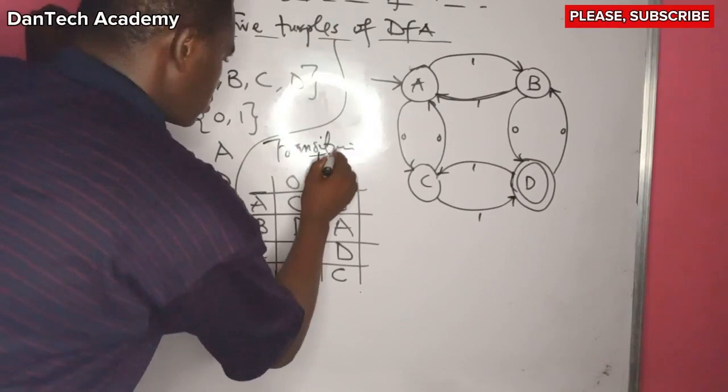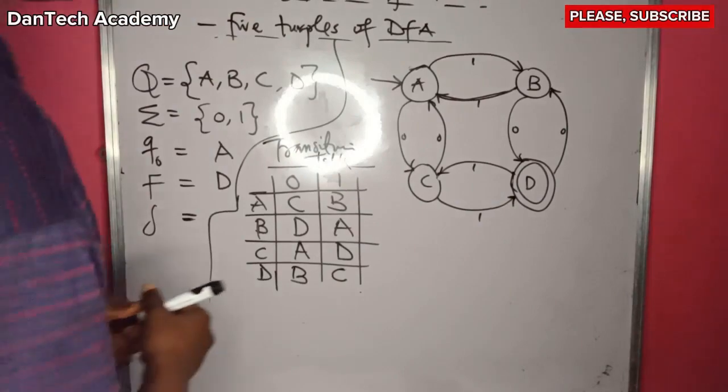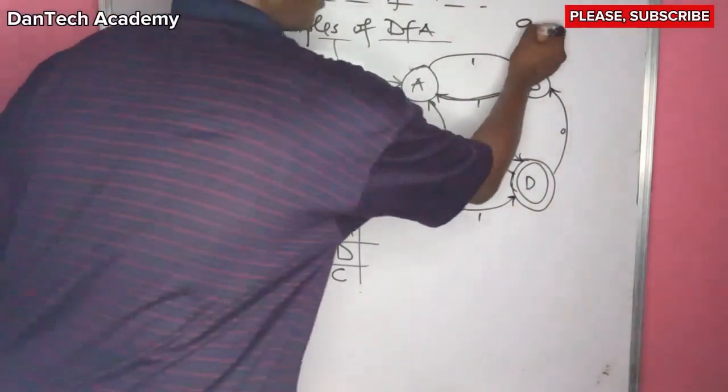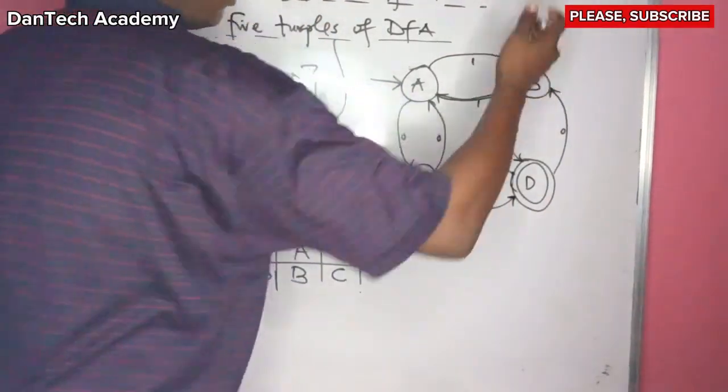The question, sir. Okay, your question. Who determines the first state? What determines the first state? You are the one. So you could probably use Q naught or A. It's your choice.